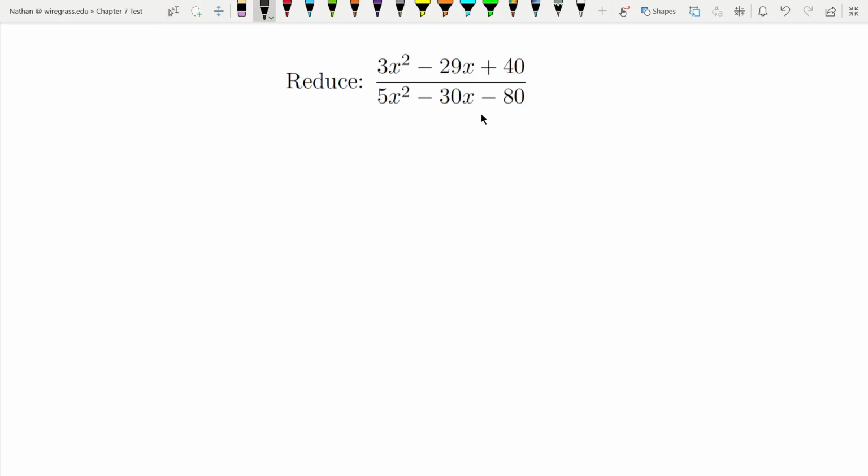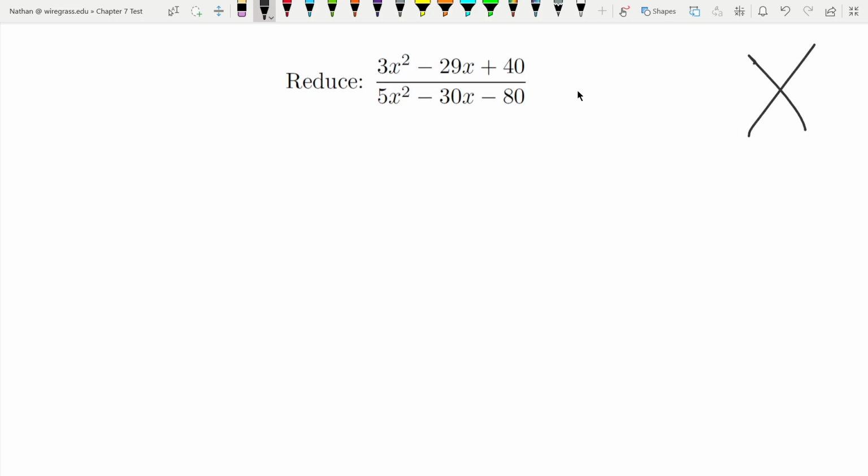To reduce this expression, we need to factor everything. And on top, I don't see there's any greatest common factor. 3 can't go into here, and nothing else can be taken out. On bottom, I can take out a 5. And I'm sure on both the top and bottom, I'm going to have to use the AC method to factor the actual full expression. So on top, let's go ahead and work this process out.